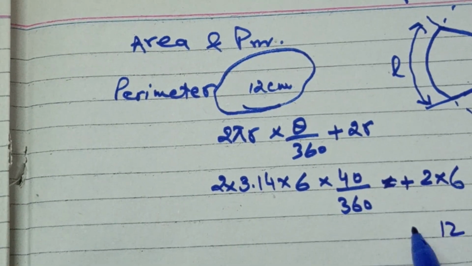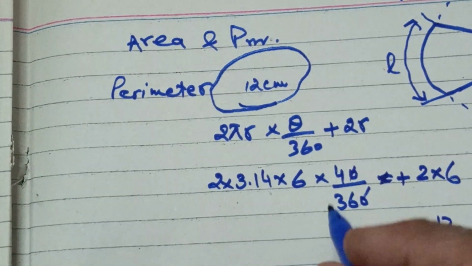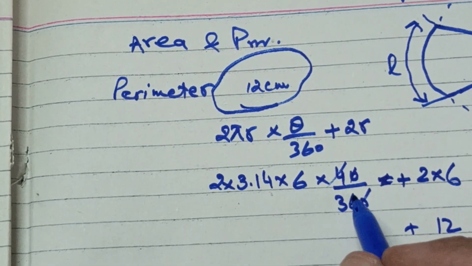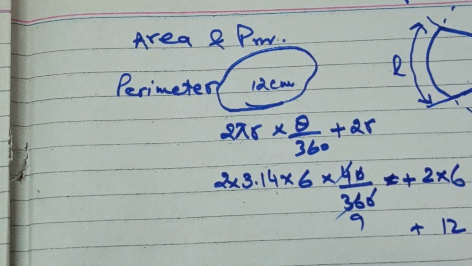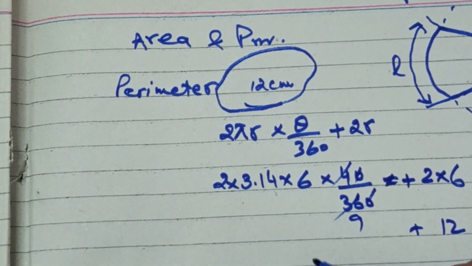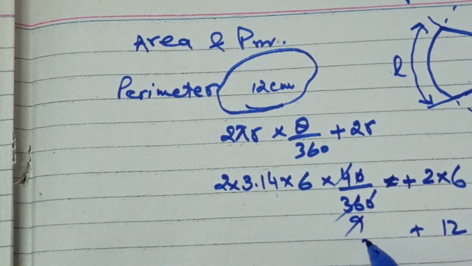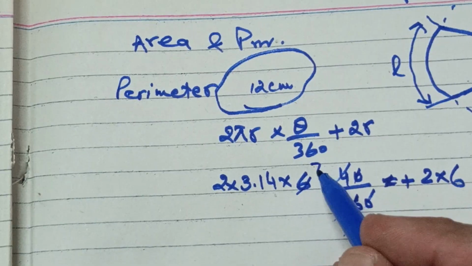So it will be 20 centimeter, this will go with this, and 4 nines are 36, and 3 times, and 3 twos.